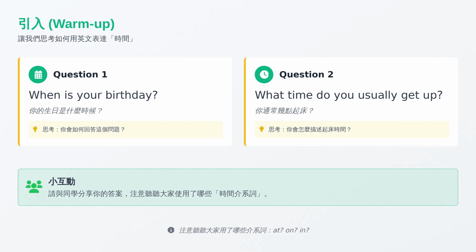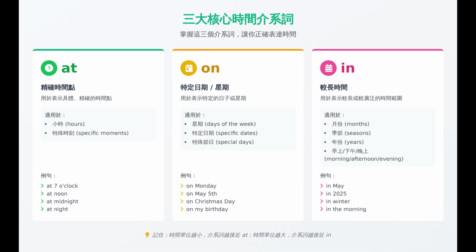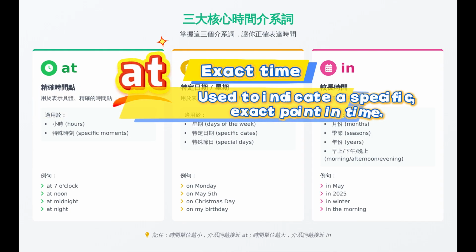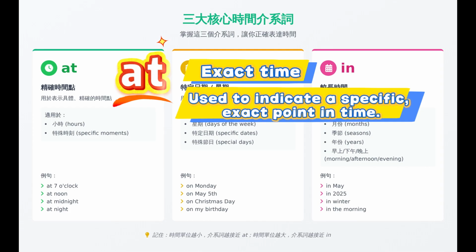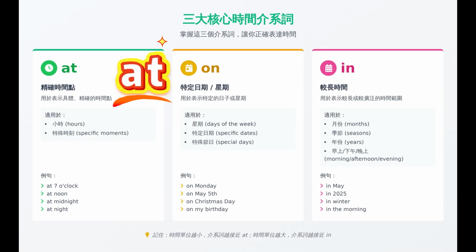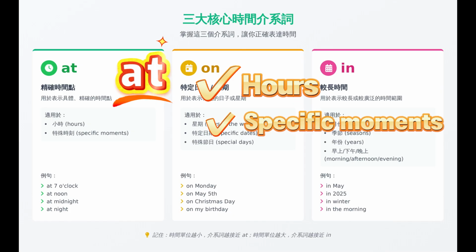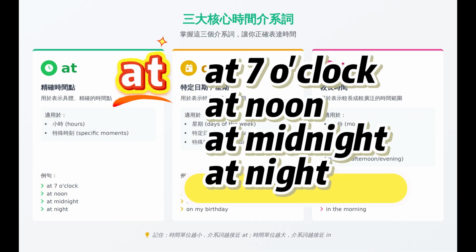At, on, in. 3 core time prepositions. Master these 3 prepositions to express time correctly. At, exact time, used to indicate a specific, exact point in time, applicable to hours or specific moments. Examples: at 7 o'clock, at noon, at midnight, at night.